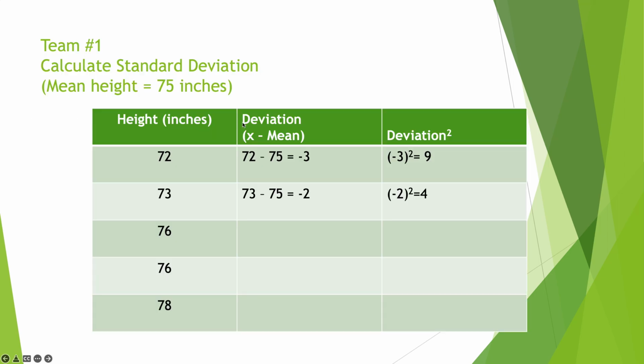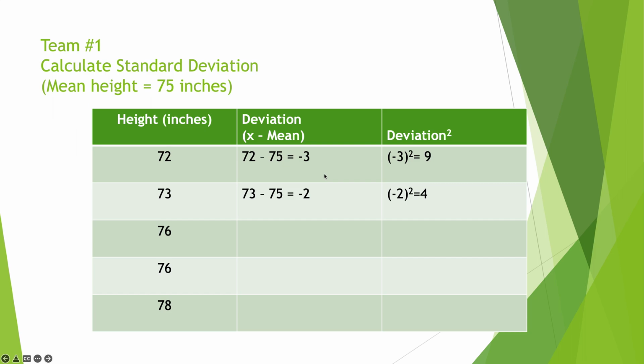So let's do some calculations here. They start us off. They tell us the mean is 75. So we're going to fill in the rest of this table. 72 minus 75 is negative 3. Negative 3 squared is 9. 73 minus 75 is negative 2. Negative 2 squared is 4, right? Deviation, x minus the mean, deviation squared.